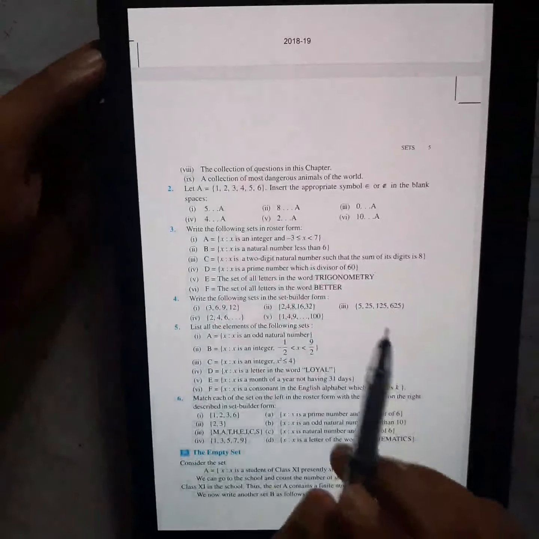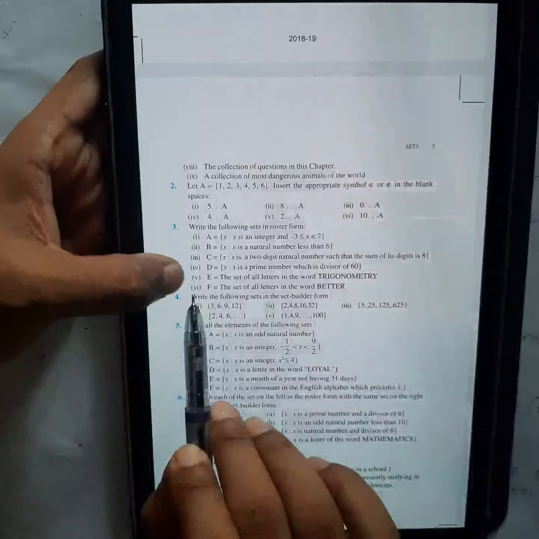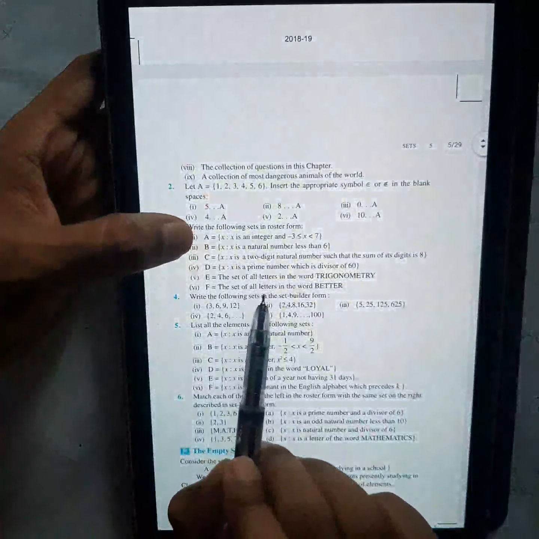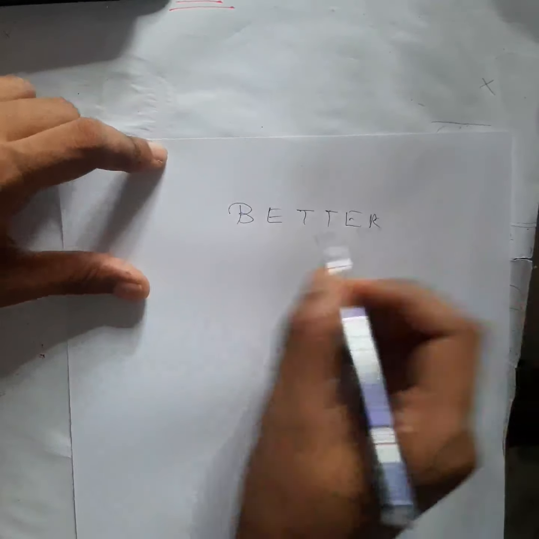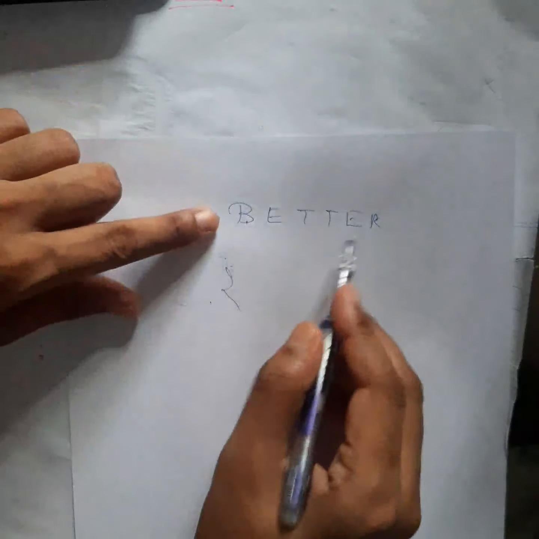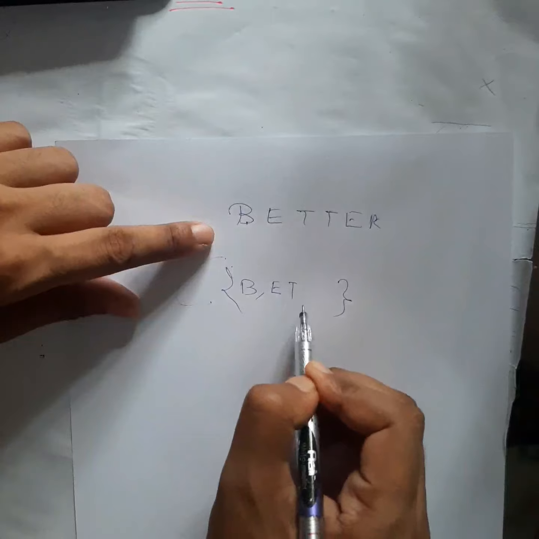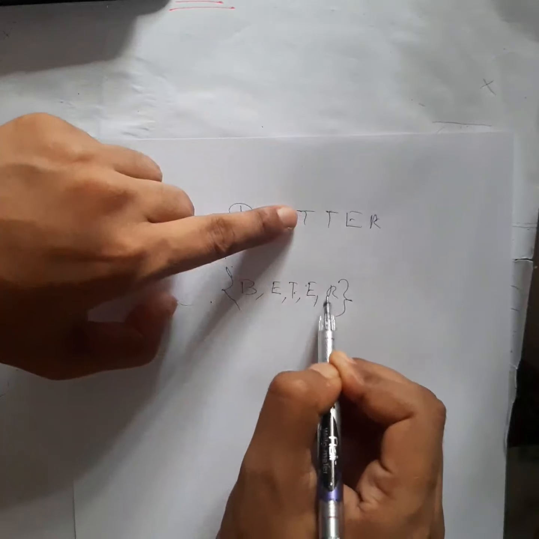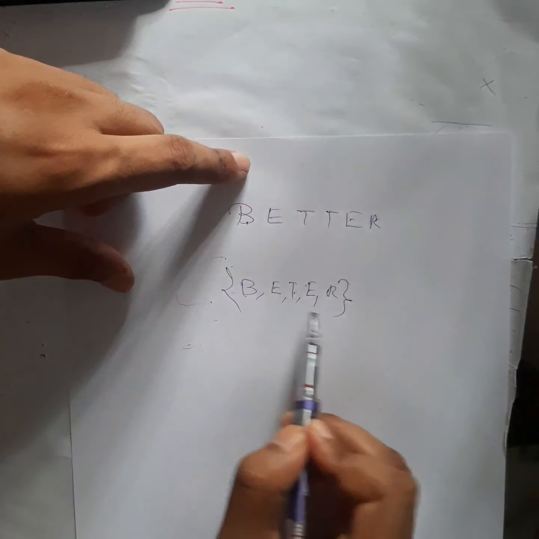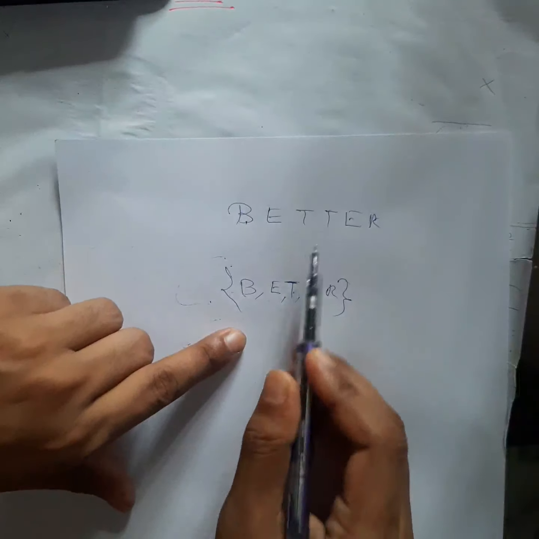In your first exercise also, you might have seen this question, right? Number 6. Can you see? They have said the set of all letters in the word better. So when you collect from this word better, they have asked you to collect the letters from this word, right? So when you write it in the set, what will be the letters here? B, then E, then T. Now this T you cannot repeat. Then E, then R. As I said, in a set we don't repeat any element. So T you cannot repeat again.